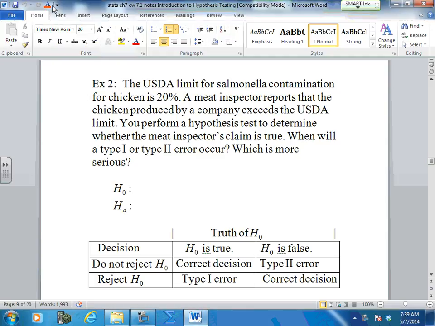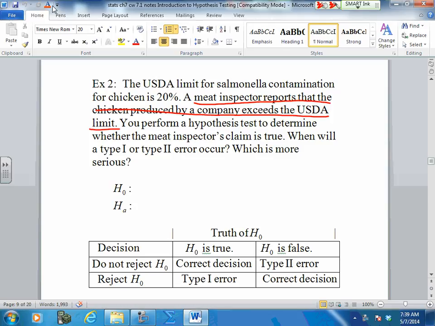Okay, so the USDA limit for salmonella contamination for chicken is 20%. A meat inspector reports that the chicken produced by a company exceeds the USDA limit. This is the claim that they're making. A meat inspector claims that it's exceeding the limit. You perform a hypothesis test to determine whether the meat inspector's claim is true. When will a type 1 or a type 2 error occur, and which one is more serious?